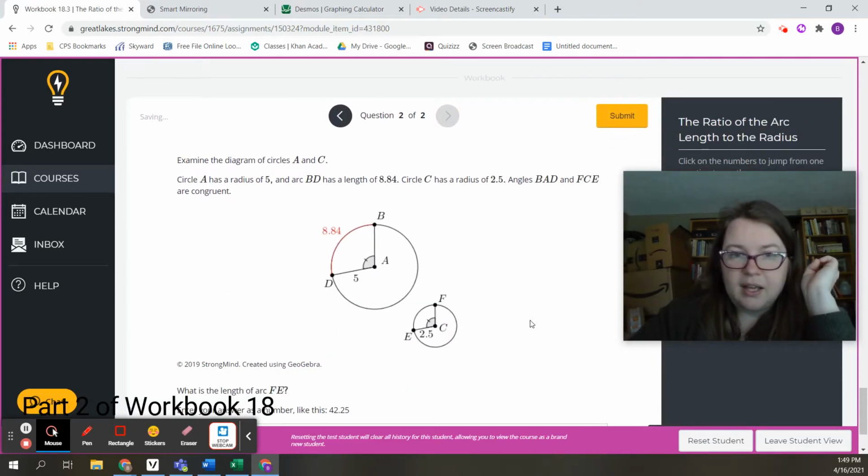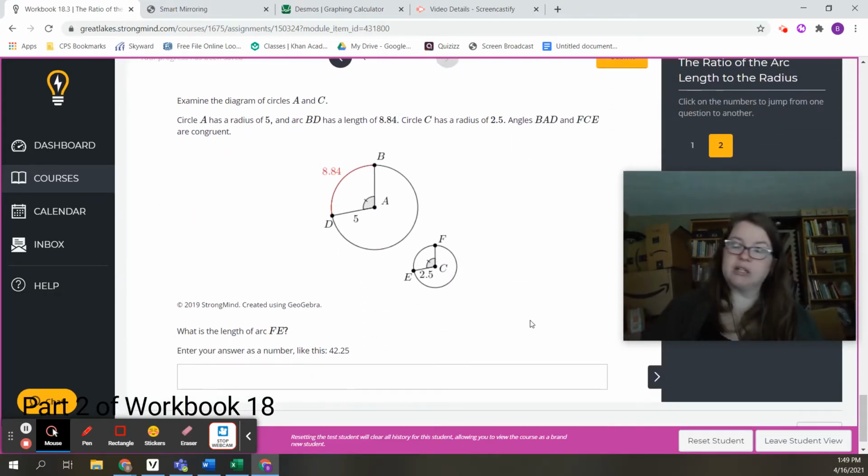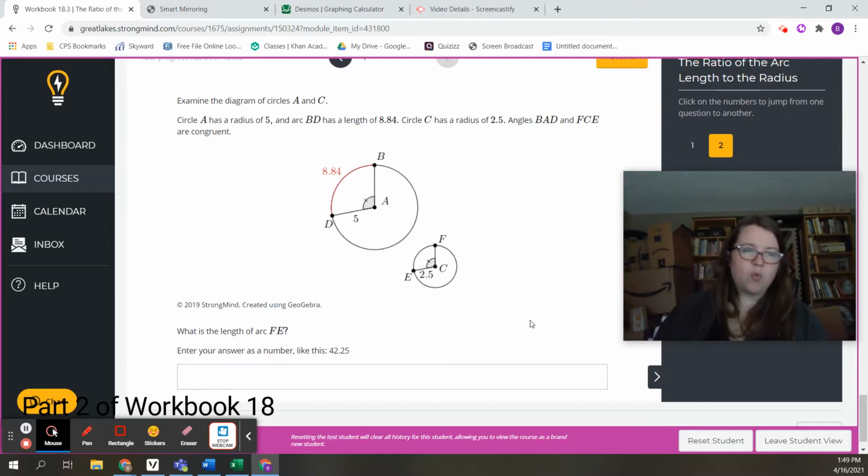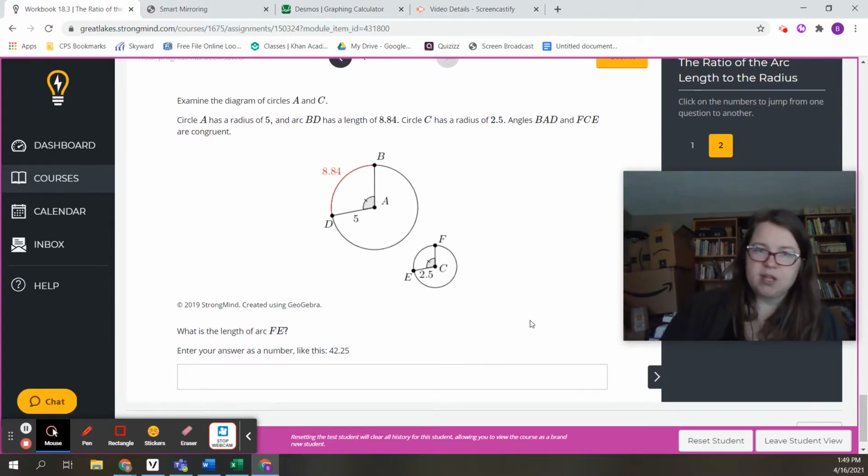And then they have this. And this is literally going to be solved easy with ratios, because they're asking about the ratios. So they're saying you have this bigger circle, and the radius is 5, and the arc length, actually I'm going to put this the other way around.